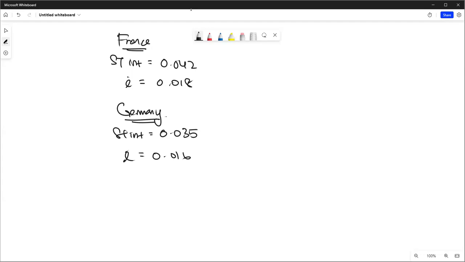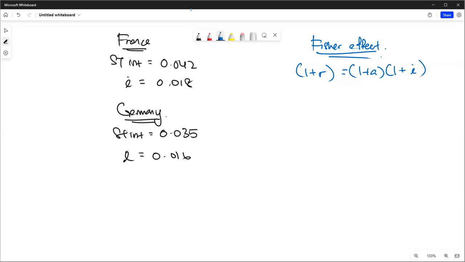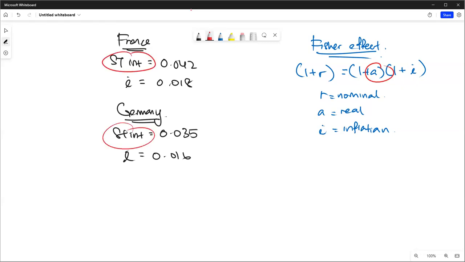What is a real interest rate? Using the Fisher effect, so what is the Fisher effect? The Fisher effect is basically this formula only. 1 plus R equals 1 plus A multiplied by 1 plus I. The R here stands for nominal rate, the A here stands for the real rate, and this I is the inflation rate. The question just now, they want you to find this. The important thing to know now is what the short-term interest rate is. Short-term interest rate is the nominal rate, because this is the rate that's being announced by the bank. Whichever rate is announced publicly, those are nominal rates.